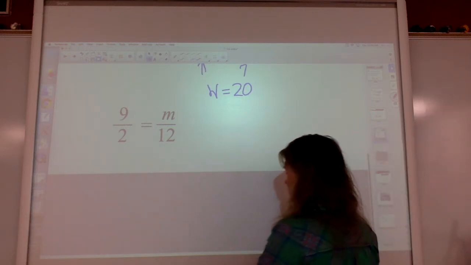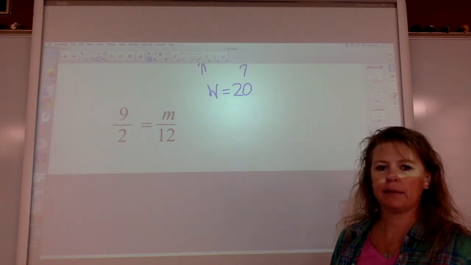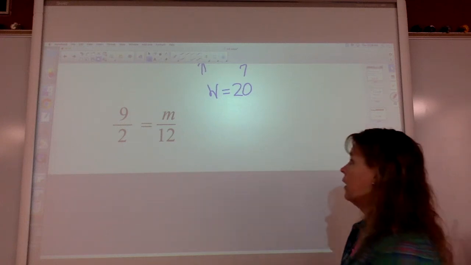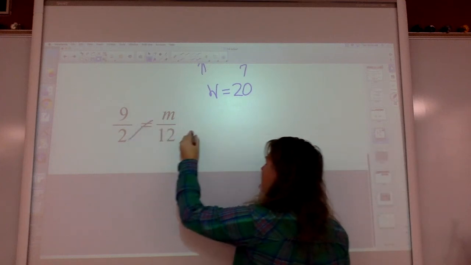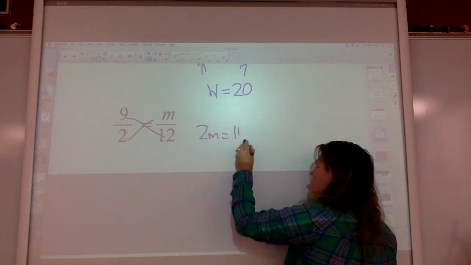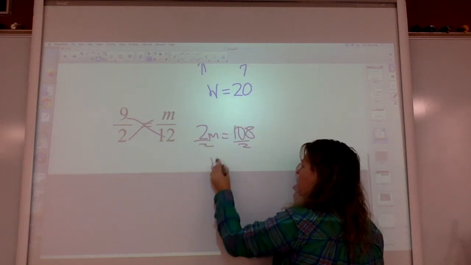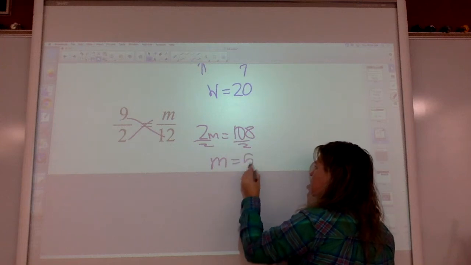Okay, one more. Go ahead and do this one on your own. Try it, pause it, come back. All right, hopefully you've got some work to show. You're back. 2m equals 108. Divide by 2, and m equals 54.